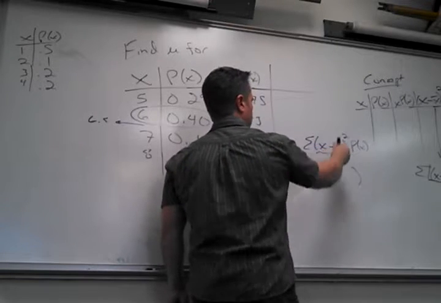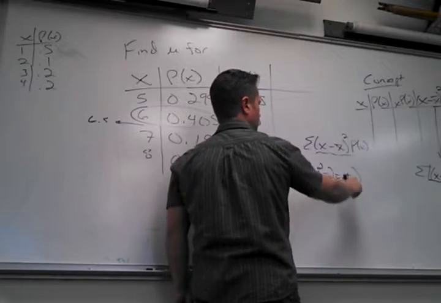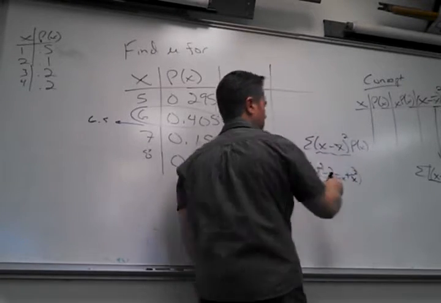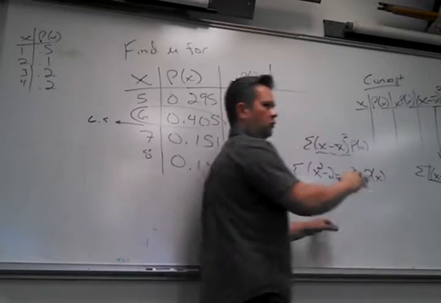Yeah, x squared minus 2 of these, right? Plus x bar squared. Right? Now, that's basically the only step I'm going to do.